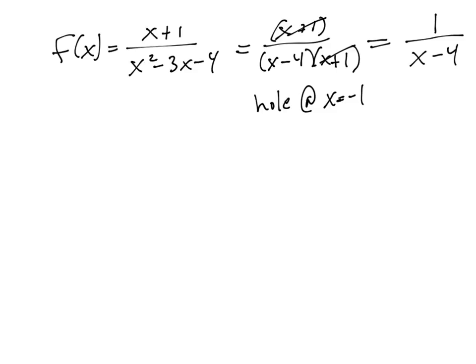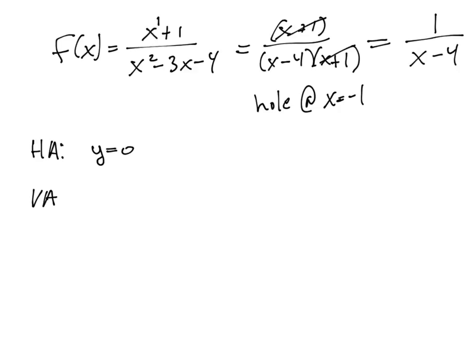So let's find the asymptotes. For the horizontal asymptote, we look at the degree of the numerator and the denominator. The degree of the numerator is 1, because it's x to the first, and then the denominator is x squared. So the degree of the numerator on top is less than the degree on the bottom. That tells us we have a horizontal asymptote at y equals 0.